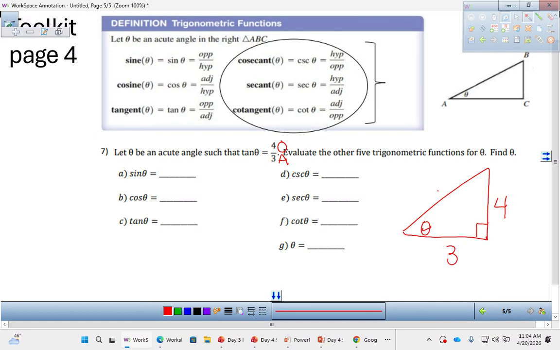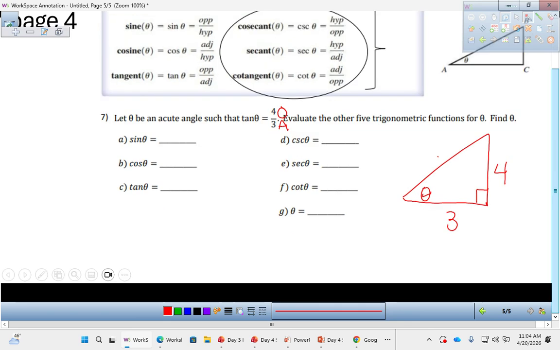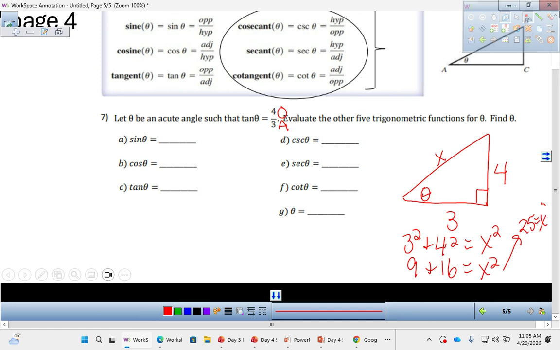Pythagorean theorem. So we can find the third leg of the triangle using Pythagorean theorem. I have 2 of the 3 legs. So to find this leg, I'm just going to call it x for now. If I want to find x, I'm going to use the Pythagorean theorem. So I'm going to do 3 squared plus 4 squared equals x squared. Just using Pythagorean theorem. We've got 9 plus 16 equals x squared. And then we've got 25 equals x squared.